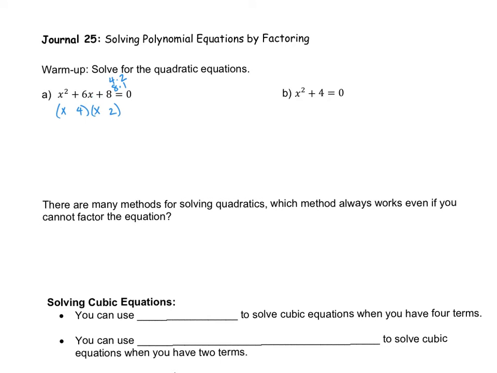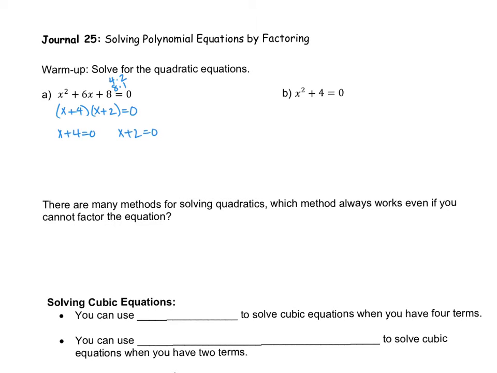And they're all positive signs, so they're probably all going to be positive. And this side's going to be 0, so I'm just going to drop down the 0. Let's see if this works. x times x is going to give me that x squared that I'm looking for. 4 times 2 gives me that 8, and if I add 4 and 2, I'll get that positive 6 that I'm looking for. So this does work, and we can set each factor equal to 0.